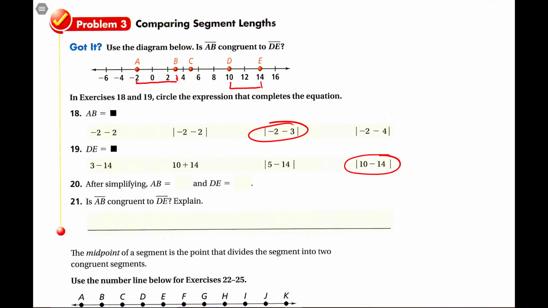And when we simplify these, -2 minus 3 is -5. The absolute value of -5 is 5. 10 minus 14 is -4. The absolute value of -4 is 4. Question 21 asks if AB and DE are congruent. They are not congruent because they are different lengths. If they were of the same length, then we could make the statement that AB and DE are congruent.